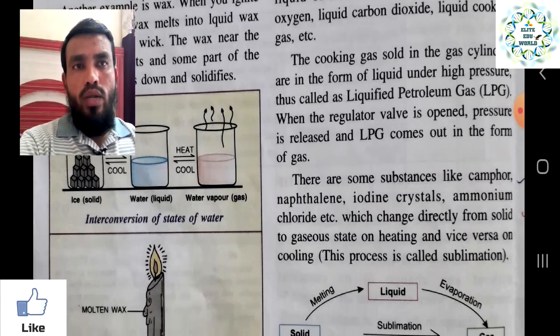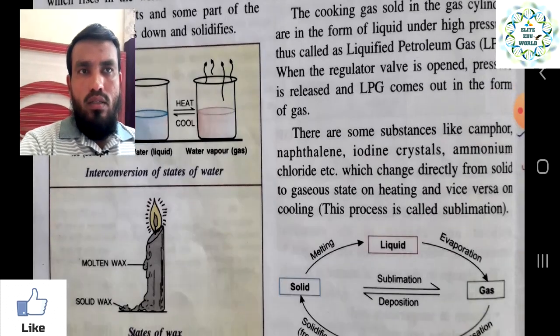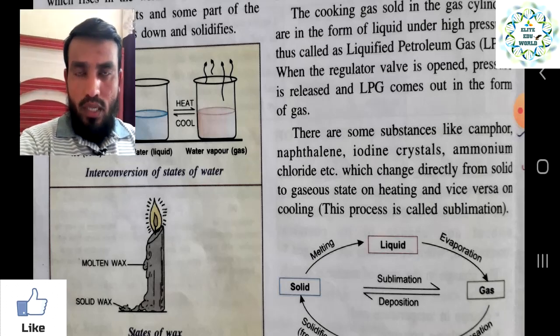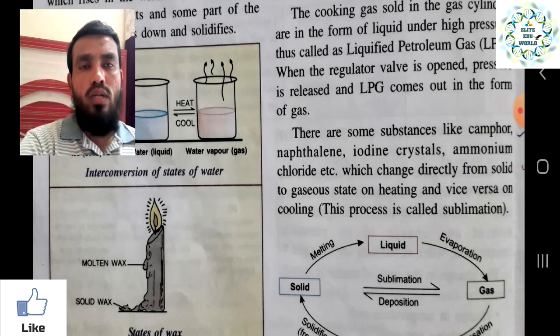And the cooking gas that is sold in the gas cylinder is also in the form of liquid under pressure, and it is mentioned as liquefied petroleum gas. When we open the regulator, which we have already discussed, the pressure is released, so this liquid gas converts again into the gaseous form, right. So LPG comes out in the form of gas.